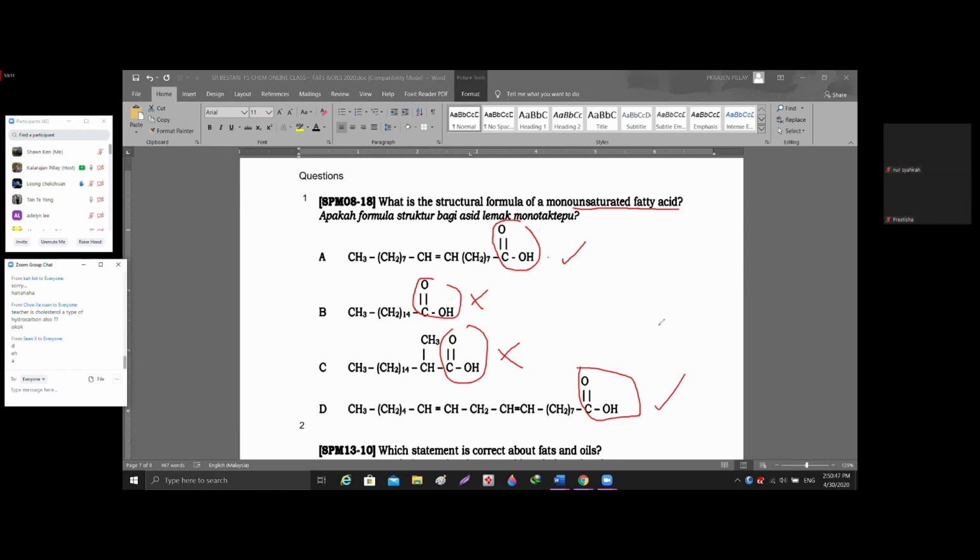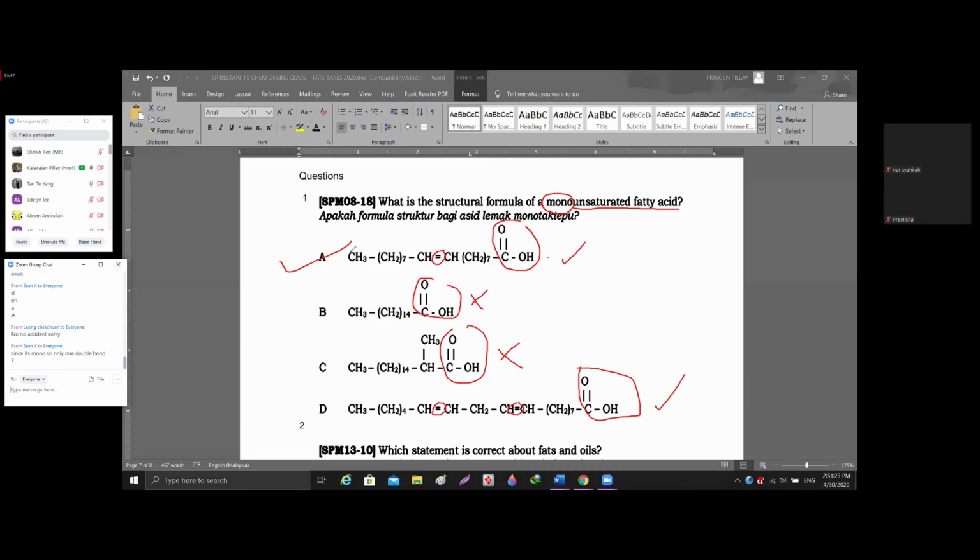Both also. Okay, what's your question? Let's see first. Now, be very careful because this came out in 2008. You see here, the word mono means only one double bond. Here you can see how many double bonds? 2 double bonds, so cannot. Understand or not? So the answer is A.